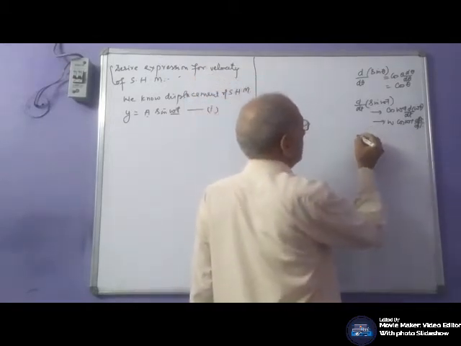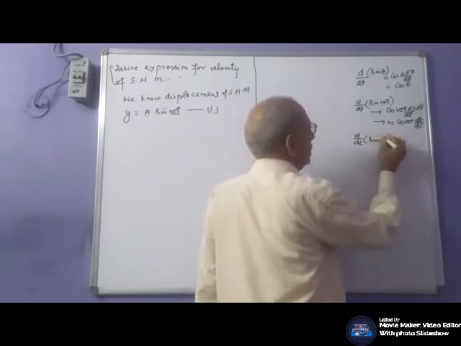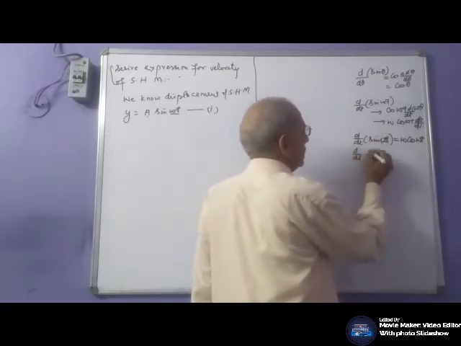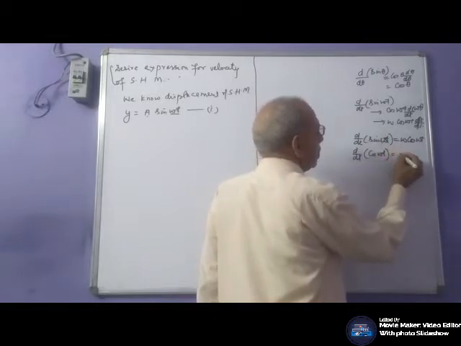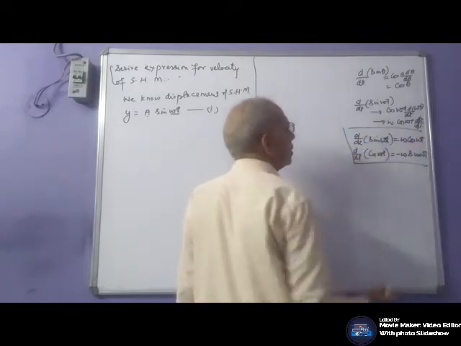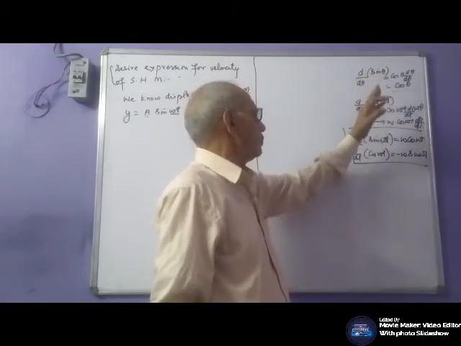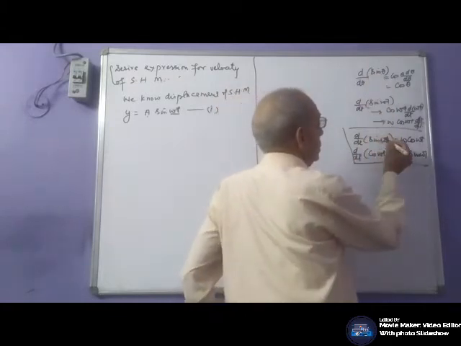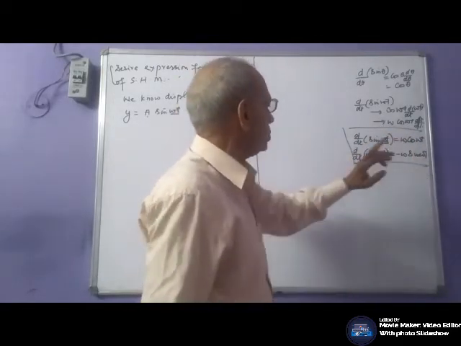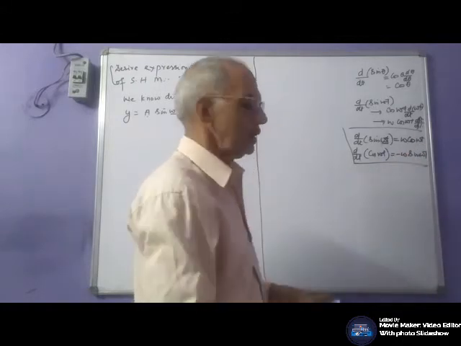So remember, d/dt of sin theta, sin omega t, is omega cos omega t, and d/dt of cos omega t, cos minus sin. This is the rule for differentiation of sin and cos: cos is minus sin, sin's differentiation is cos. Then the differentiation of omega t, omega outside, dt by dt. So sin omega t gives omega cos omega t, and cos omega t differentiation is minus omega sin omega t.